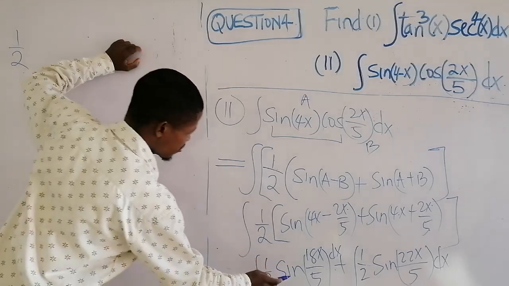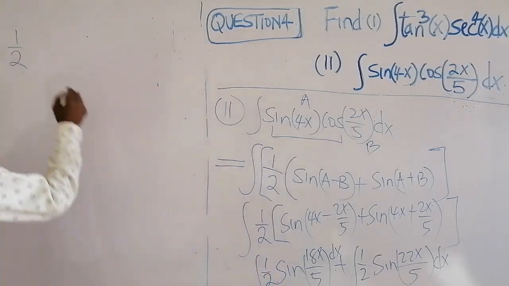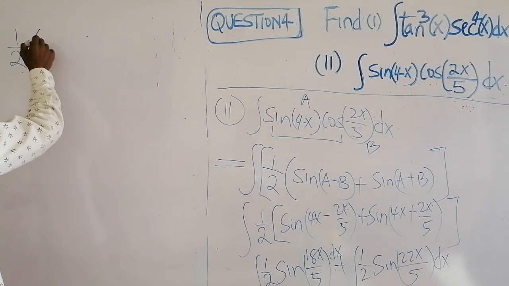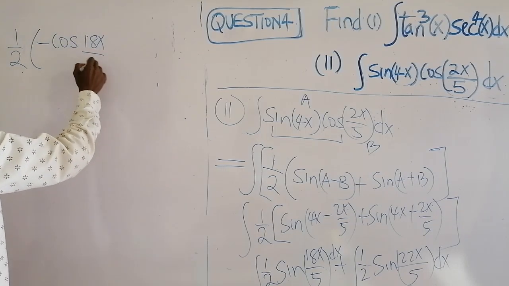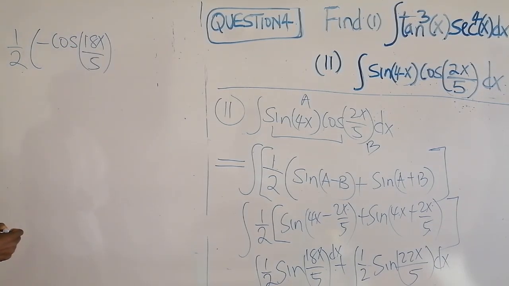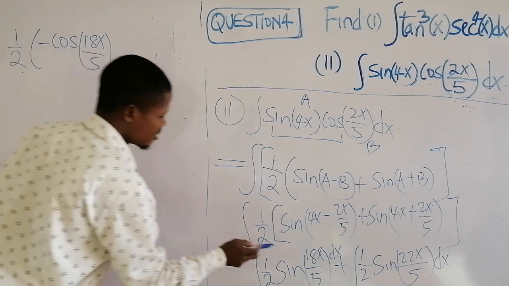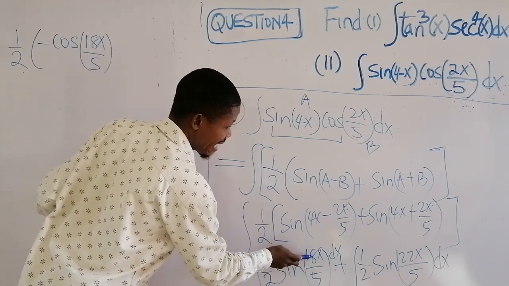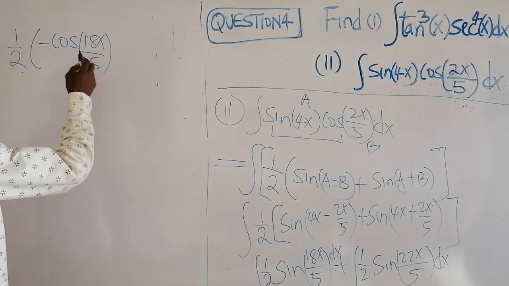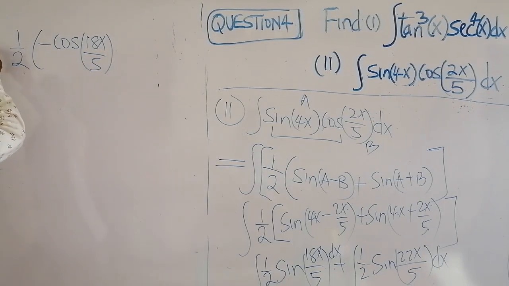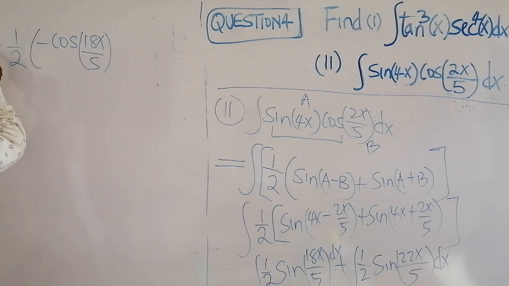Then the integral of sine is going to give us minus cos of the function 18x over 5. That's that. Then we have to divide by the derivative of 18x over 5, which is 18 over 5. So you're going to turn it upside down. That will be 5 over 18 times what we have there.